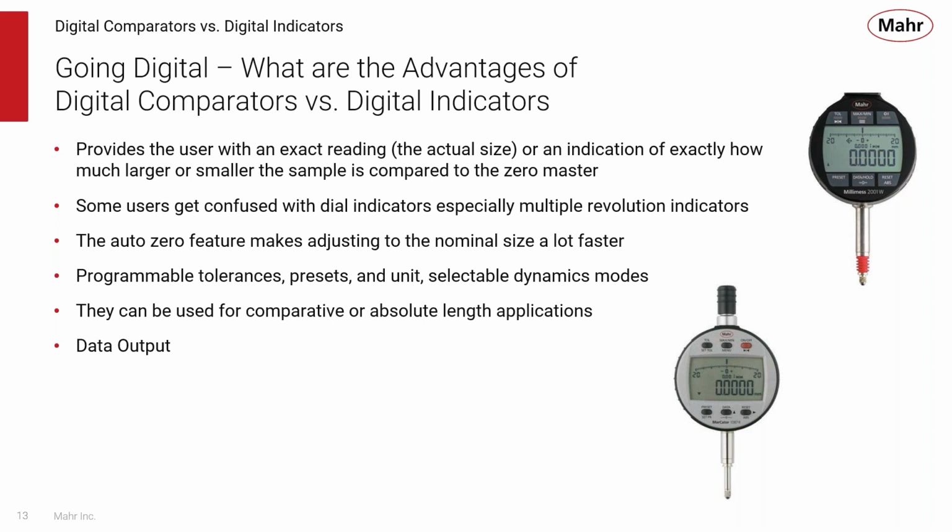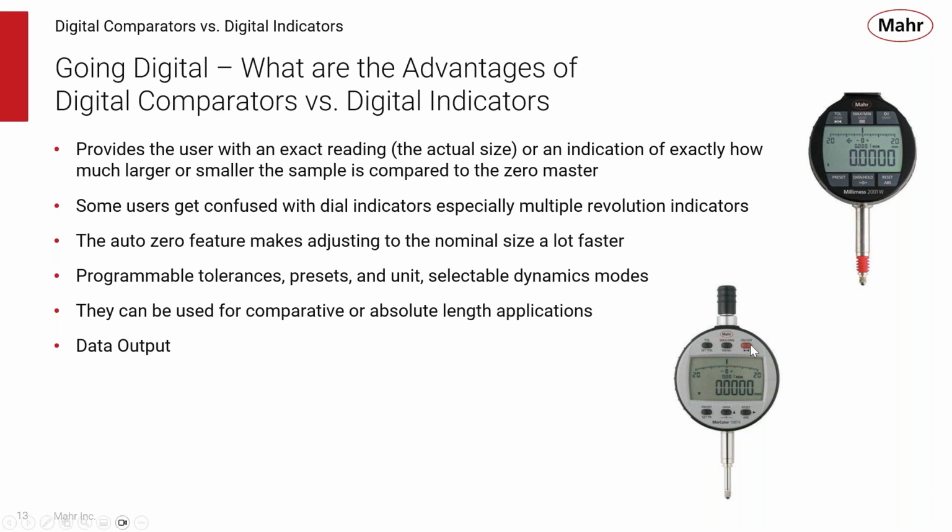Digital indicators and comparators usually have an auto zero feature built into them, making them faster to set zero. You can also have some ease of life benefits of a digital comparator or indicator versus an analog, where you can have options for programmable tolerances, presets, units, and dynamic modes where you can measure. So you get a little bit more versatility out of your digital indicator versus an analog. And you can also display much more information immediately to the operator, whether that part is in or out of tolerance. You can show exact sizing using the preset, and you can even change the units if you have to.